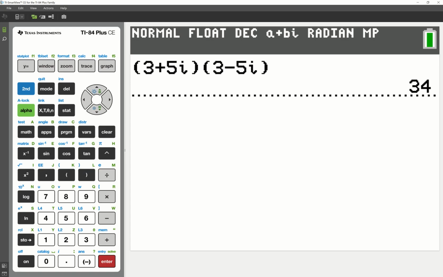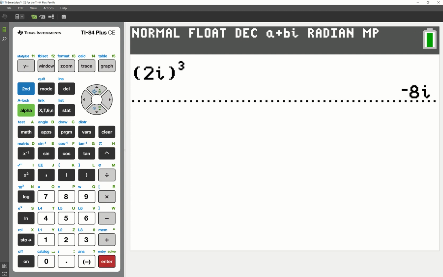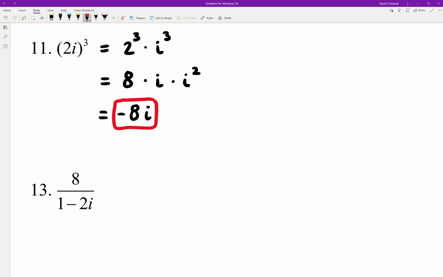And again, you could check that in the calculator too. If I were to go ahead and do 2 times i raised to the third power, it would tell me -8i. Okay, so again, we're checking our answers. We're building some confidence with this stuff. Always use the calculator to check your work.